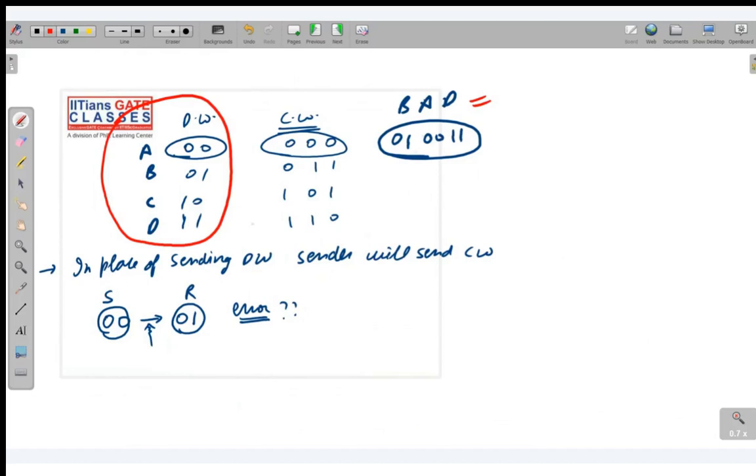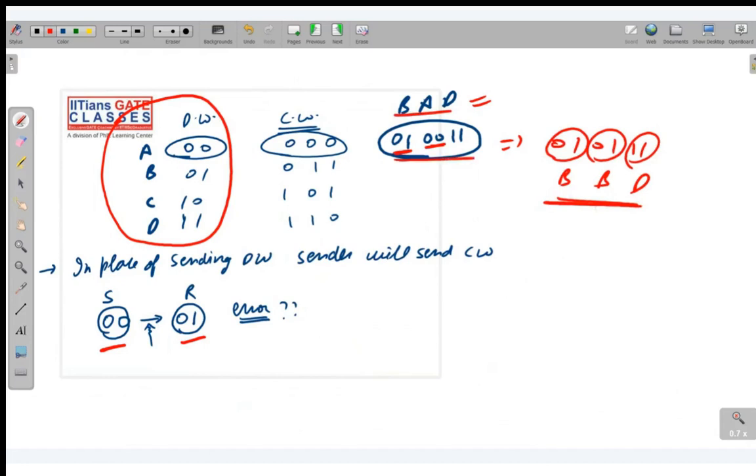Now, for example, in place of 00, the sender has sent 00 but the receiver has received 01. So what exactly has it received? 01 as it is, then 01 in place of 00, and then 11. So it will say B, then again B, and then D. You have sent BAD, but the receiver has received BBD, and there is no way out. There is no way the receiver can detect the error, because we have done nothing.